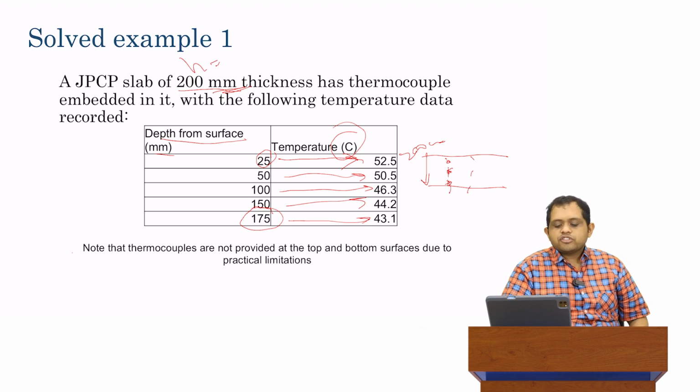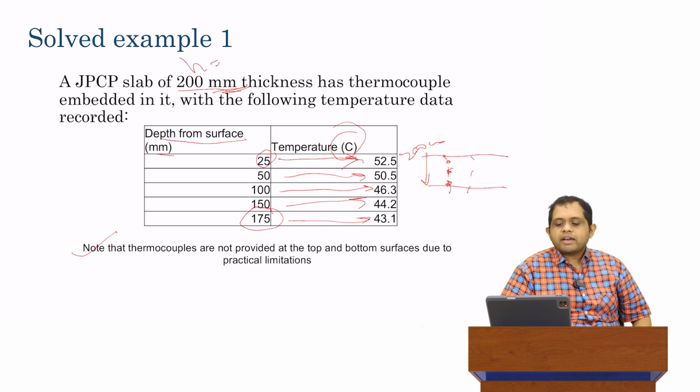Now, one thing to note, which I've put down here also, the thermocouples are not provided at the top and bottom surfaces due to practical limitations. This, I think, is fairly obvious if you actually imagine yourself attaching the thermocouple exactly at the surface. It's difficult to attach the thermocouple because the thermocouple has a finite length. It's very difficult to put it exactly on top. Furthermore, due to practical reasons, you don't want someone accidentally stepping on the thermocouple or any vehicle going on the thermocouple, etc. So you generally don't want to keep the thermocouple right on the top. You put it a little bit at a lower position.